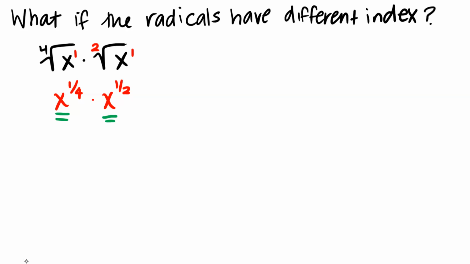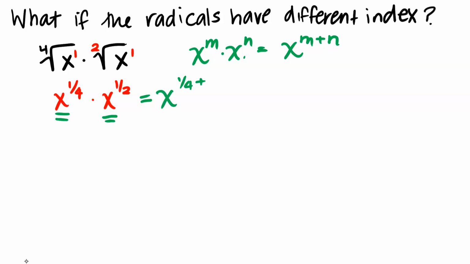In this case, we have the same base, so we can combine these, because all we need to do is add the exponents, right? Our exponent rules tell us if we have x to the m times x to the n, this is just x to the m plus n. So in this case, we would have x to the 1/4 plus 1/2. Then we just have to do some fraction math, and we would get x to the 3/4.